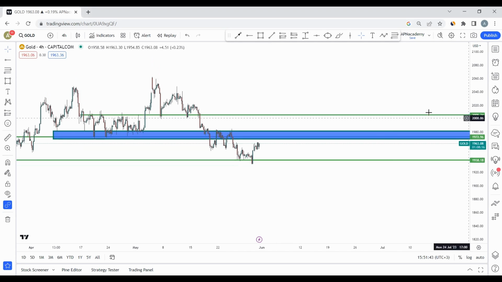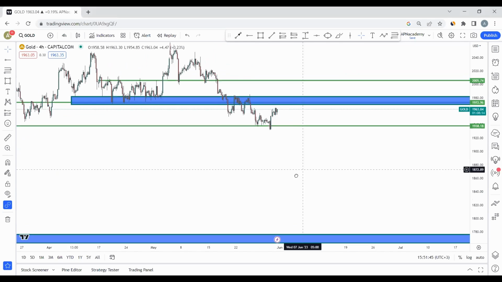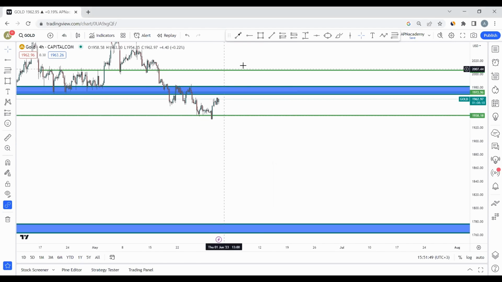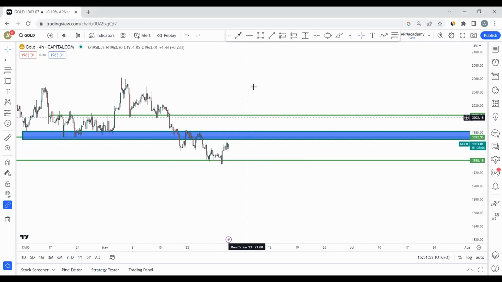Otherwise, I hope you guys will utilize these levels here, because no matter what news brings, we still expect gold to move in these particular levels. That is it. Hope you guys are learning more from these videos that we're producing daily on how you can map out your levels and do top-down analysis with better accuracy.